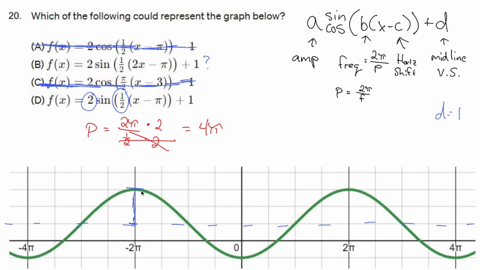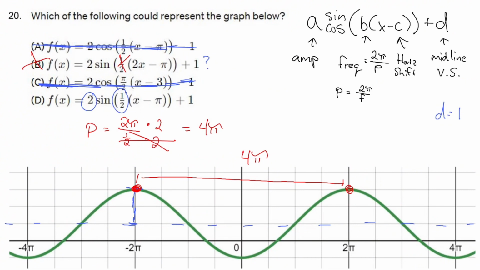In order for me to find the period, what I like to do is take either the tippy top or the very bottom and find the distance, and that distance is going to be negative 2 pi to 2 pi, which is 4 pi. Now, in order for this to work out, we would have to factor out a 2, which changes that number. So B is not going to be my answer.